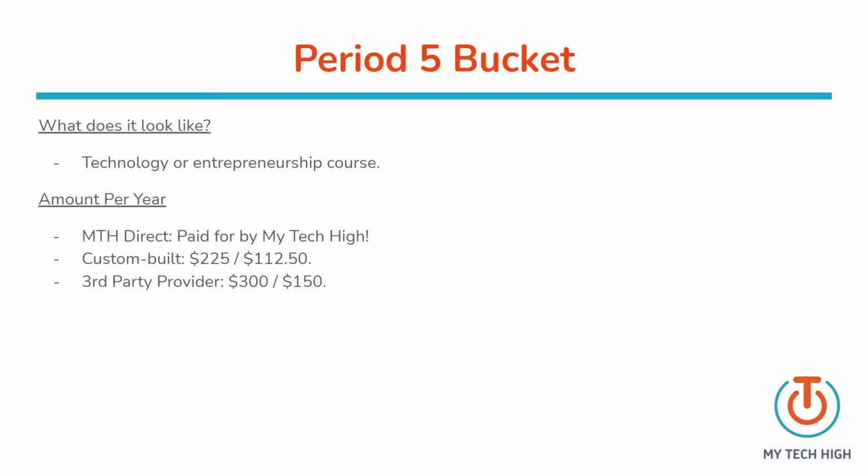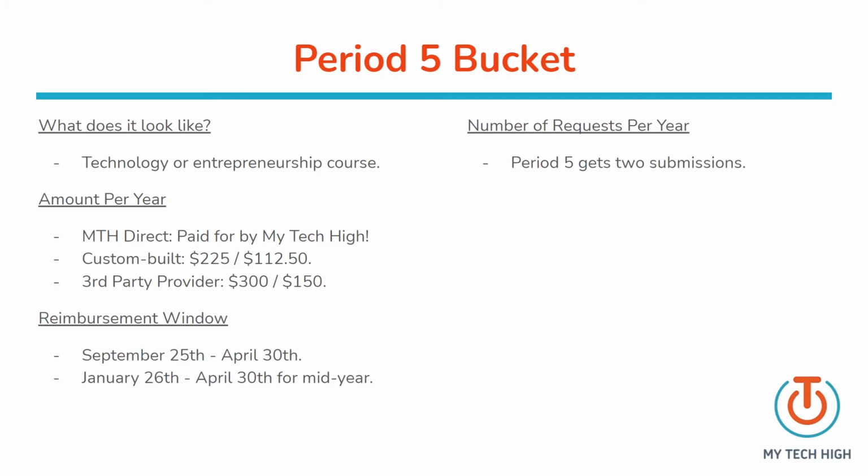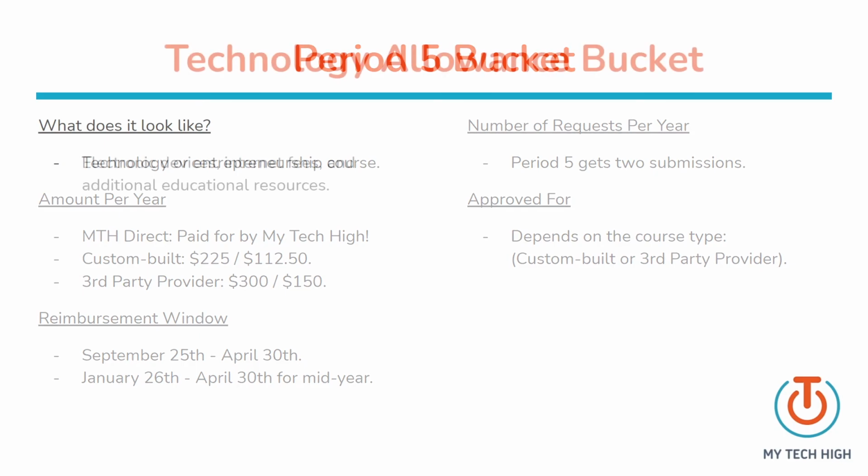You may be wondering why this period isn't combined with either of the 2 previous buckets. This is because of our passion that all students need education in technology and entrepreneurship as a foundation for their success in college, career, and life. And therefore, we have dedicated funds specific for this period. It is one of the highlights of the MyTech High program and is what sets us apart from other educational institutions. You may submit up to 2 requests for reimbursement for Period 5. What the funds are approved for depends on the course type. Refer to the earlier sections of this video for that information.